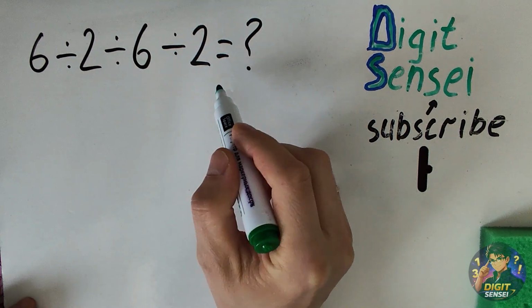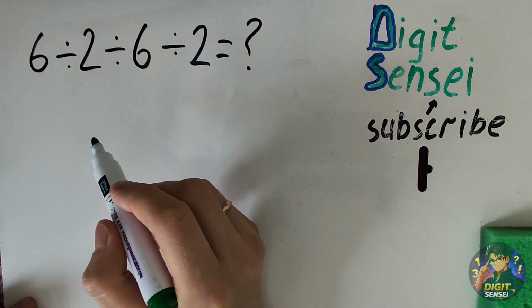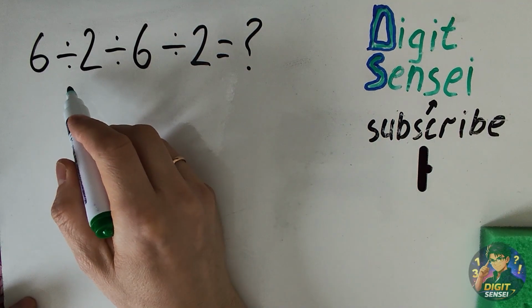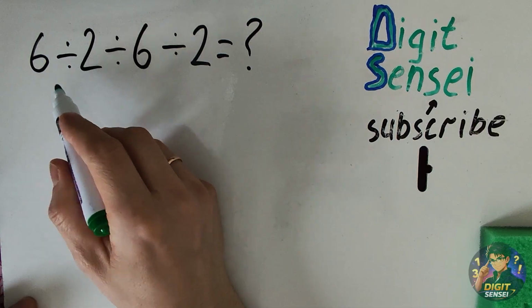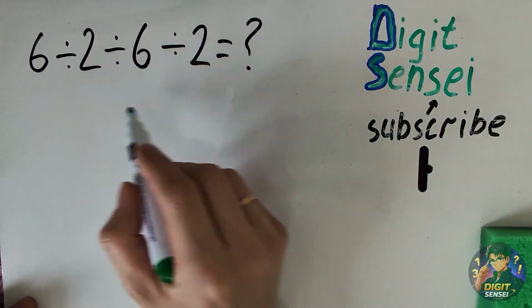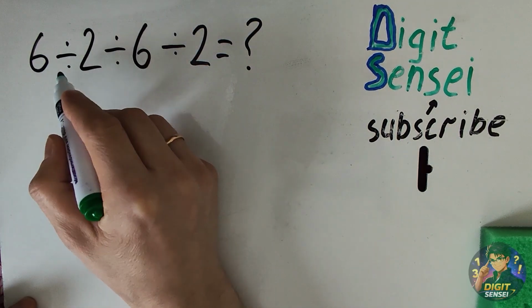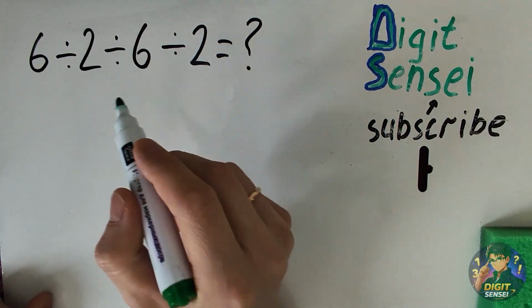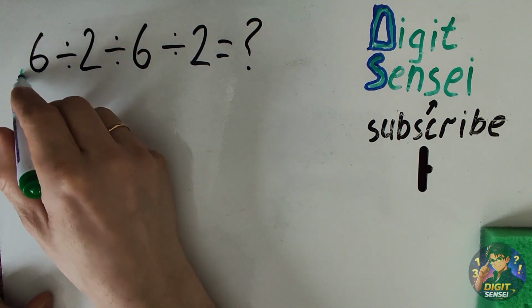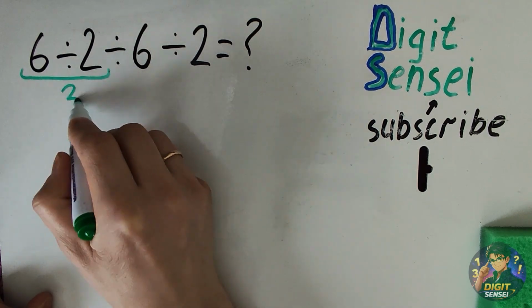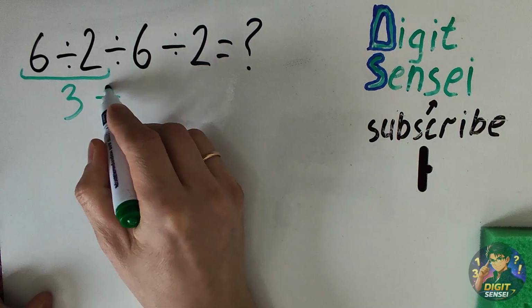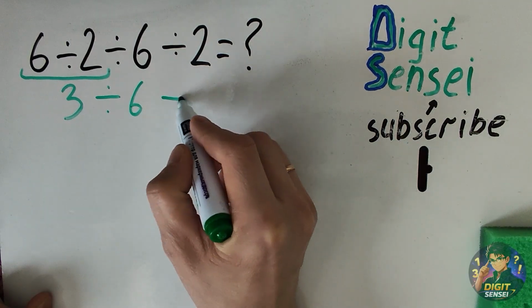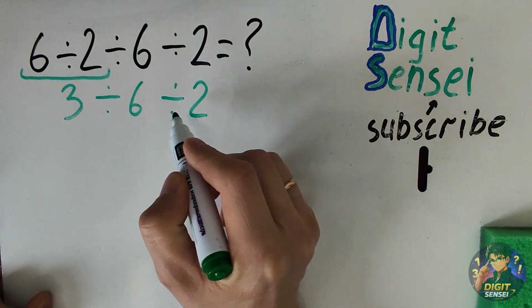In this expression, we have 3 divisions, and according to the order of operations, when we have more than one division in an expression, we have to go from left to right. So here first we have to do this division, then this division, and finally this division. Okay, so first 6 divided by 2, which gives us 3. So 3 divided by 6 and divided by 2. Now we have to do this division.